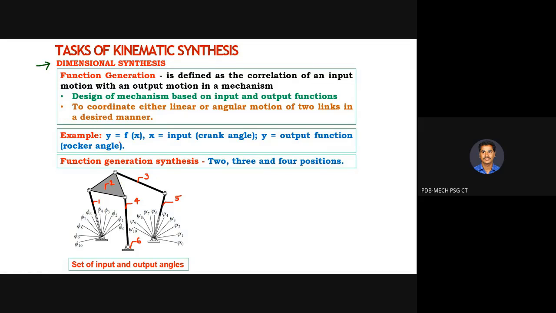So in function generation, what is dimensional synthesis? What is meant by dimensional synthesis? To achieve certain requirements, what are the dimensions of all the links? That is what is discussed in dimensional synthesis. The first approach we study in that is function generation.